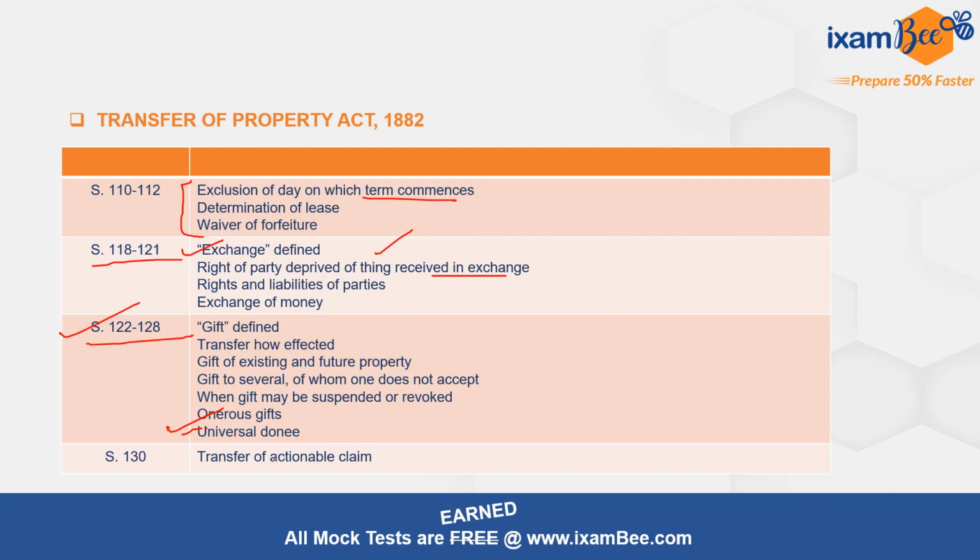And then transfer of actionable claim, that is section 130. So what is actionable claim, पहले उसका आपको मतलब समझना होगा. फिर how are the transfers with respect to actionable claim that can be made and the related aspects, आपको then thorough होना है. So these are the things you need to specifically focus under the Transfer of Property Act.